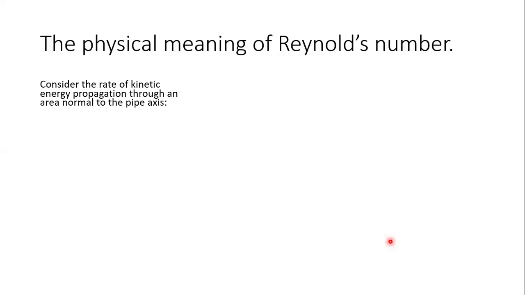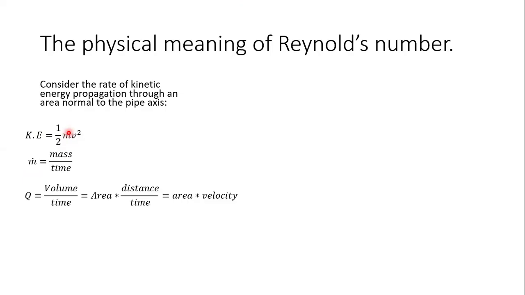Okay. Now, we want to look at the physical meaning of the Reynolds number. So we'll need to do a few calculations. We'll build up to something and then we'll wrap up with this, right? If we consider the rate of kinetic energy moving through an area that is normal to the pipe axis, we can use our formula. We know that kinetic energy is 1/2 mv squared. Now, remember we said if we have a property with a dot on top, it is a rate. So this is our mass flow rate. It's mass over time, right?